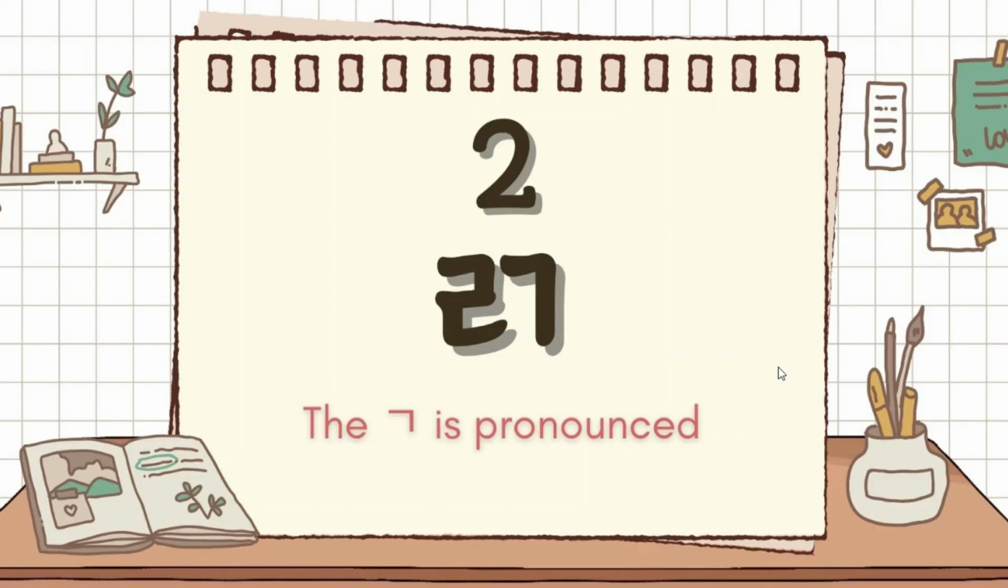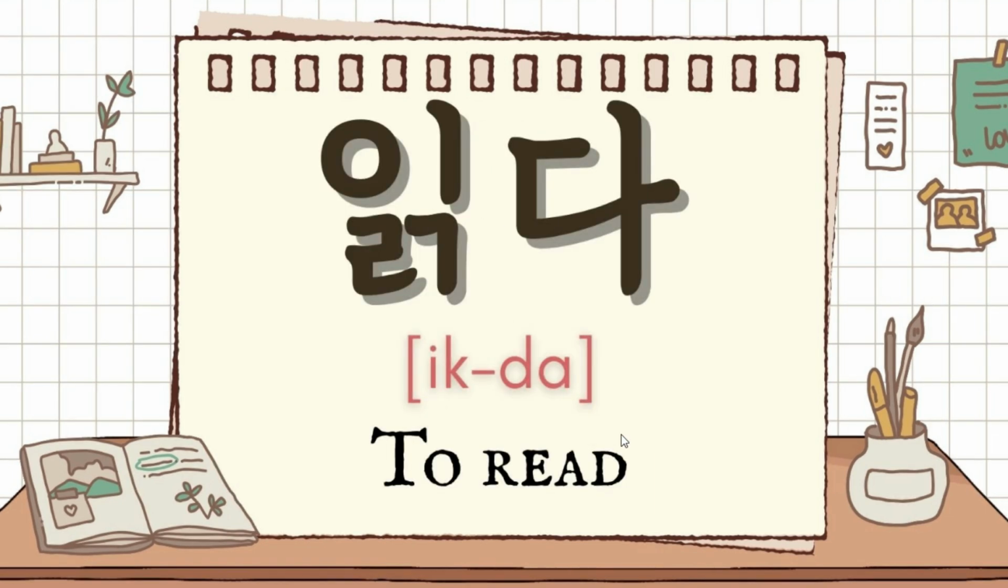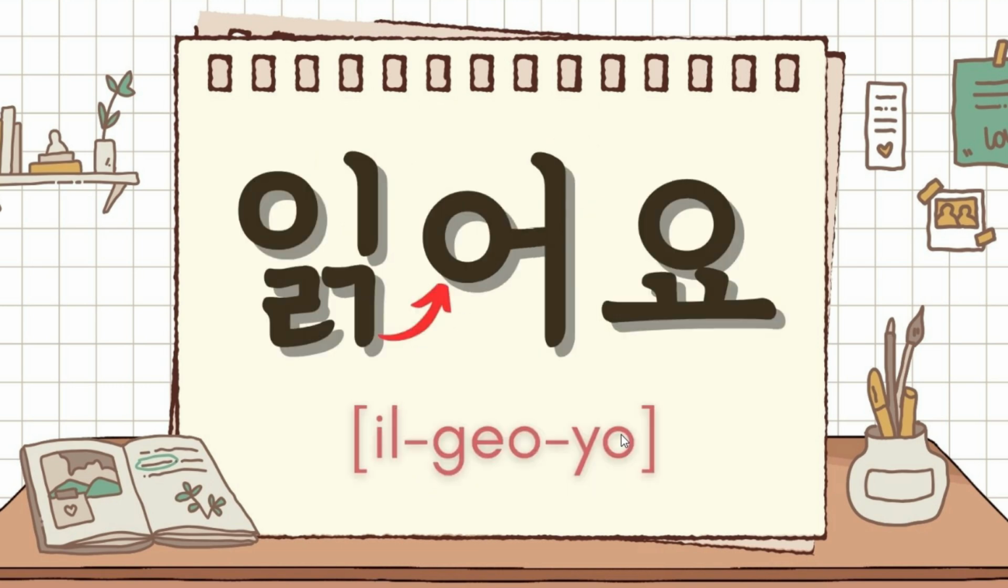The second one is 리을 plus 기역. In this case, the 기역 is pronounced. Let's see. 읽다. We can't say it with the 리을 sound, it is wrong. But when we have a vowel after them, now we read it. 읽어요. Look at that arrow. 읽어요. Okay. Next one.